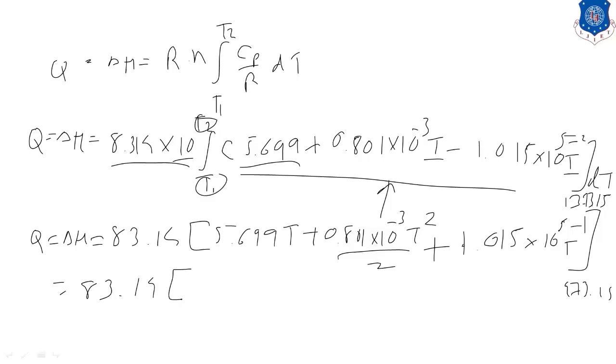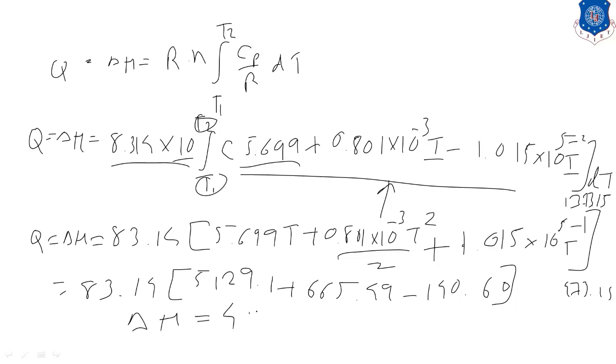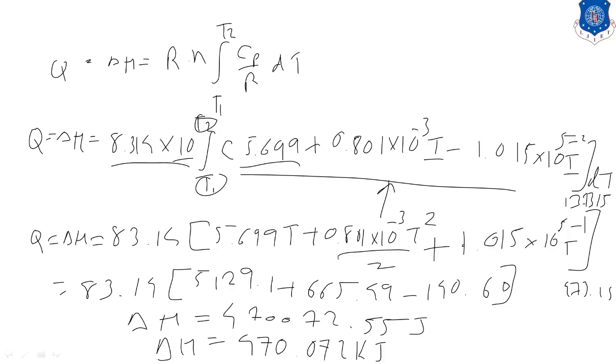Now putting this upper limit and lower limit and calculating this term, we will get 83.14 into 5129.1 plus 665.49 minus 140.16. By calculating this term, we will get delta H which is 470072.55 joule. So let's write in kilojoule. So it becomes 470.072 kilojoule. So this becomes our answer.